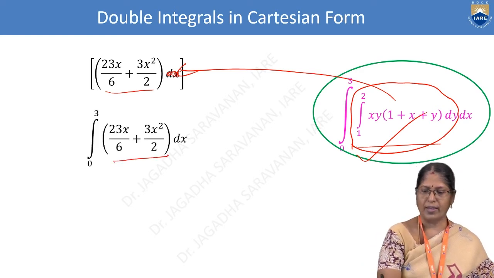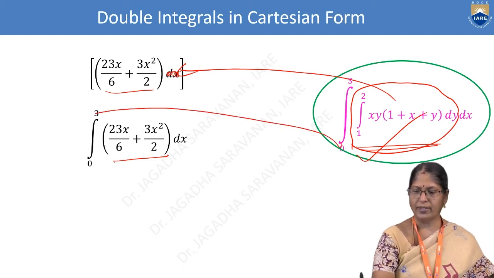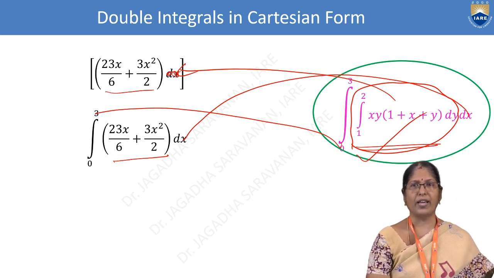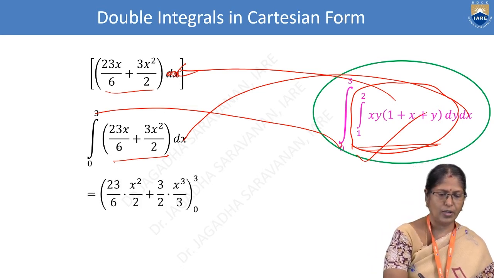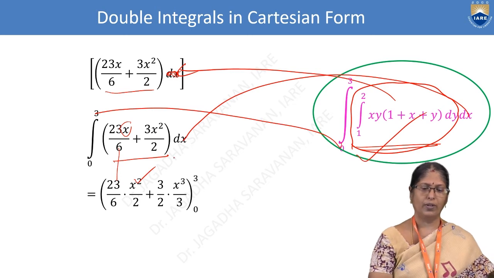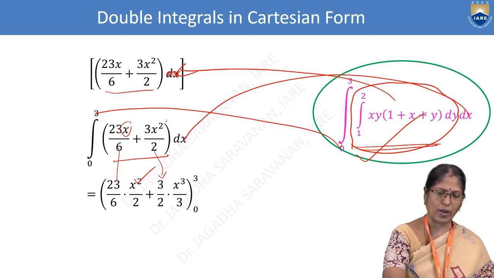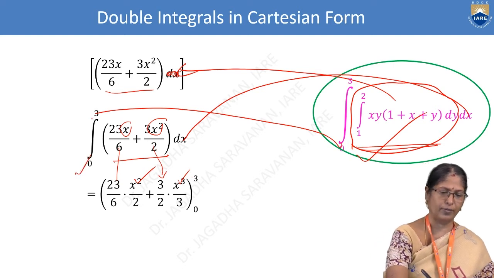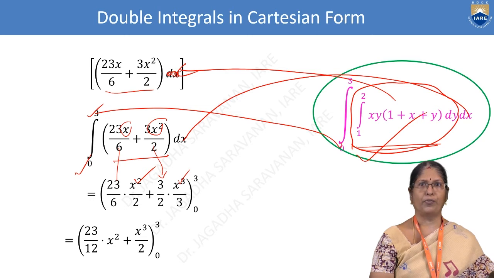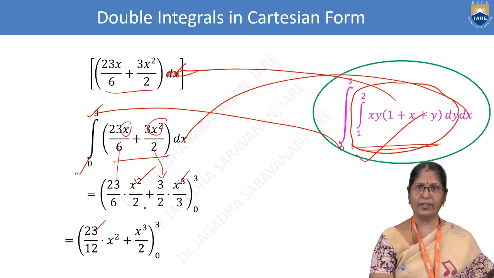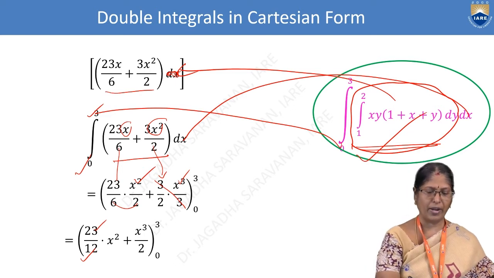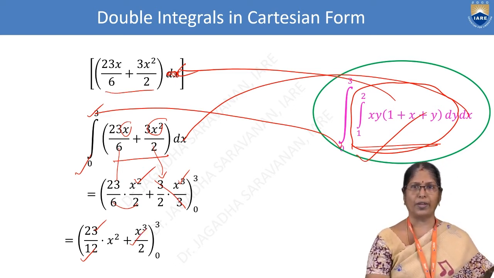So we substituted in this place, this integral is as it is, this dx part is as it is. Now we have to do the integration with respect to x. That is 23 by 6 as it is, x integration is x square by 2 and this is 3 by 2, x square integration is x cube by 3, with limits 0 to 3. We did the simplification. 23 into x square, 23x square, the 6 2s are 12, it is written. 3, 3 getting cancelled, the remaining is x cube by 2, 0 to 3.